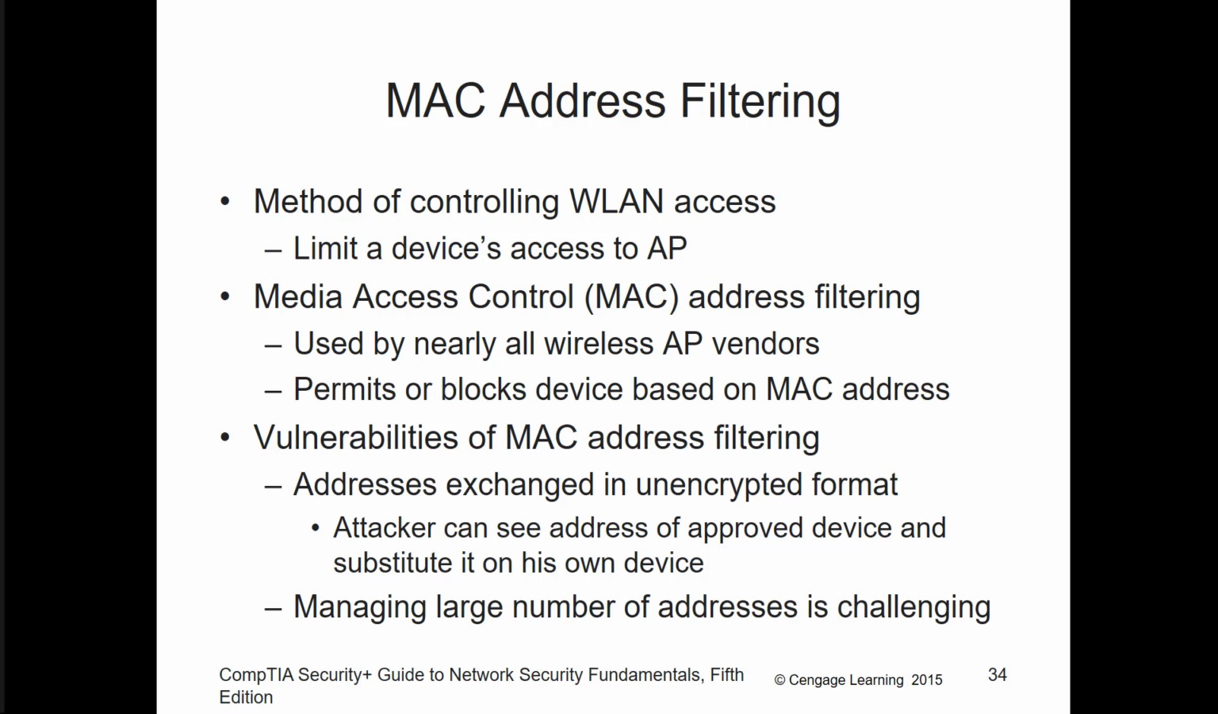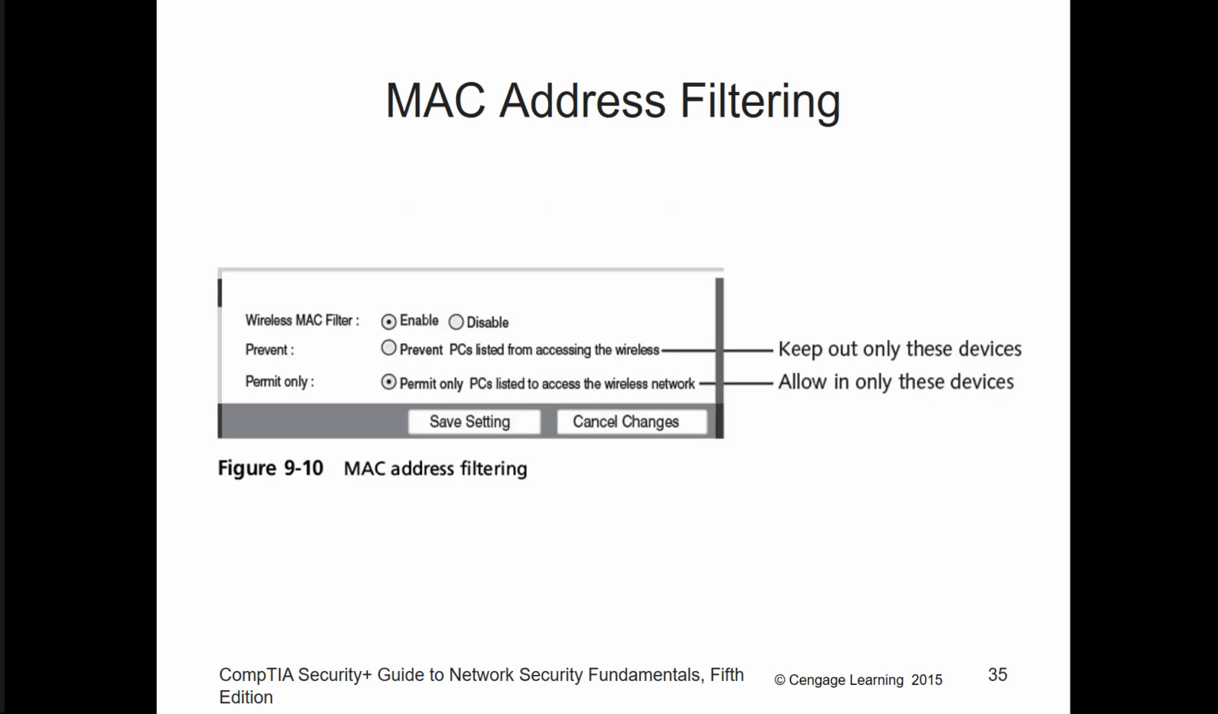Think about a basic home user that may have 20 devices on their home network. When their friends come over to connect to their wireless network, you have to add in those MAC addresses. When they leave, you have to remember to turn them off, and that just becomes more and more tiresome. You can have different forms of MAC address filtering. Basically, you can say prevent or allow.